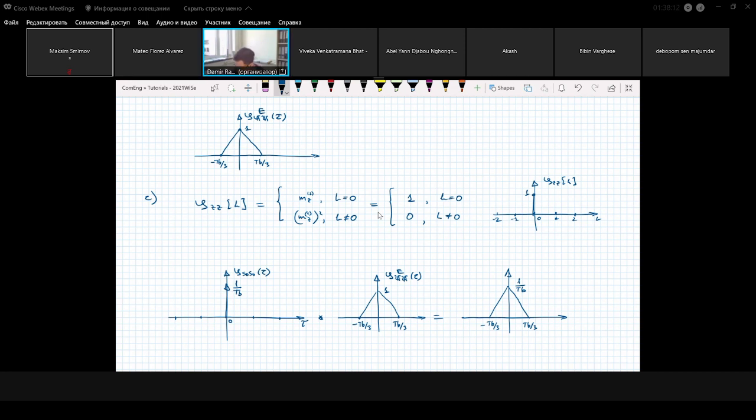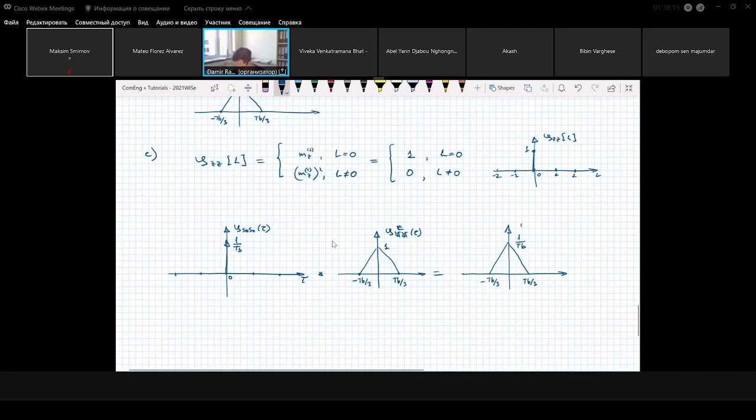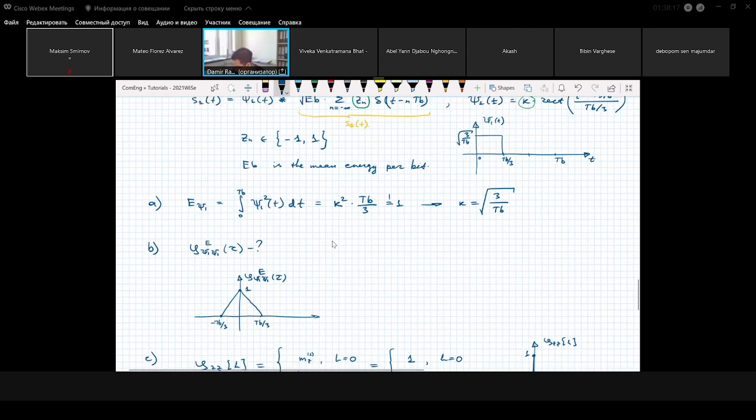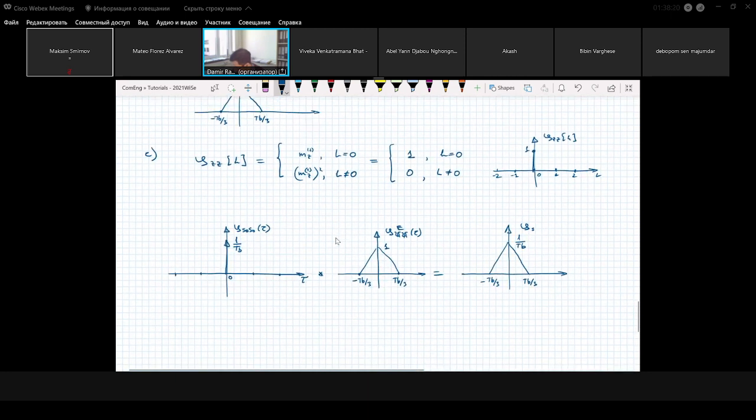Then we can write, so this is pi, signal was S1, S1 of tau, and it was delay. So now we can write how this autocorrelation function can be written: 1 over TB times triangular function of tau divided by TB over 3, which is the duration of our triangular function.